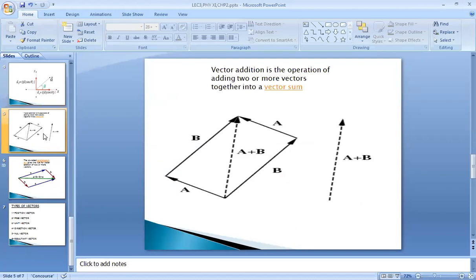So now this is the addition of vectors. Vector addition is the operation of adding two or more vectors together into a vector sum.